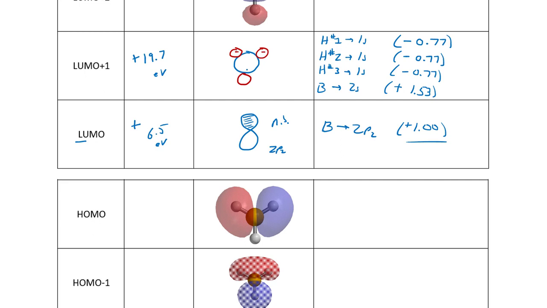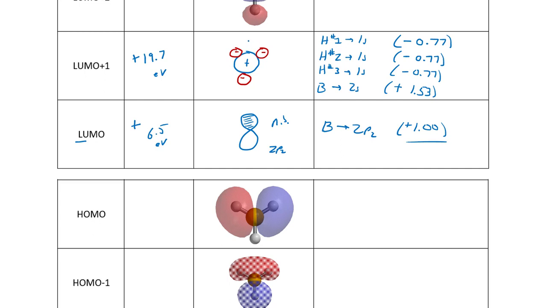We could just call that negative, negative, negative. If you want to call the boron blue positive, you can do that. Again, it's not charged. These are not charges. It's just showing you the amplitude of the wave function. It's a mathematical description of the equation for that function, right, of that orbital.